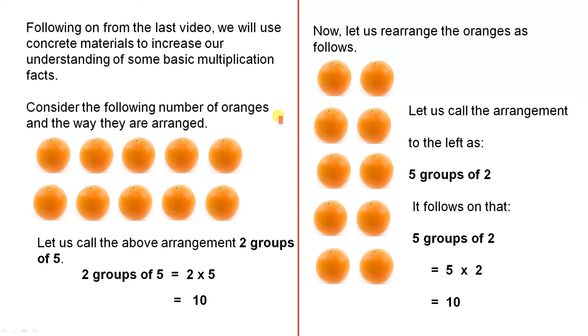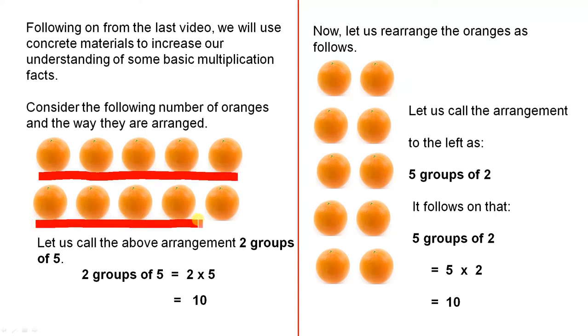Consider the following number of oranges and the way they are arranged. Let us call the above arrangement two groups of 5. 2 groups of 5 equals 2 times 5 equals 10. So there's the first group of 5, the 5 oranges on top, and that's the next group of 5 there. And that's why we call it 2 groups of 5, giving us 10 oranges in total.